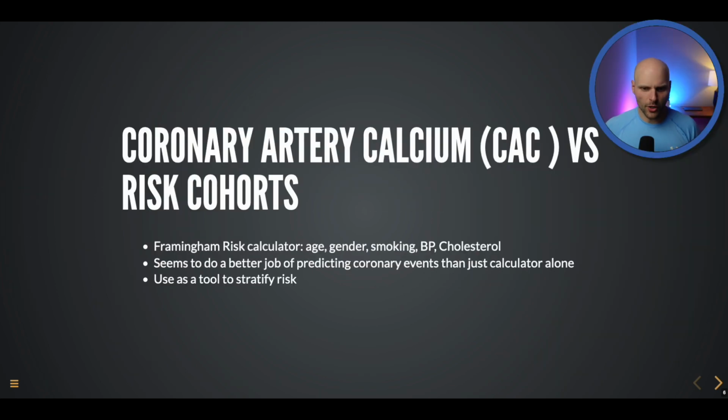All right, so now let's talk about the coronary artery calcium scores versus risk cohorts. As I've talked about previously in a whole other podcast, these risk cohort equations are based off of multiple cohorts that looked at lots of different risk factors. The big one is the Framingham risk calculator. We look at age, gender, smoking, blood pressure, and cholesterol. These are the main components. And what they did in these cohort equations is they said, hey, when you have X, Y, and Z, you're this old, you smoke, your blood pressure is this, what are the odds of having an event? And then they came up with these calculators and equations from there.